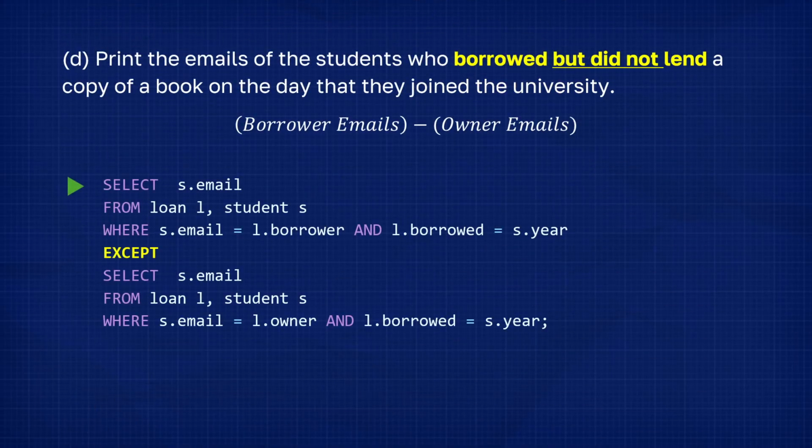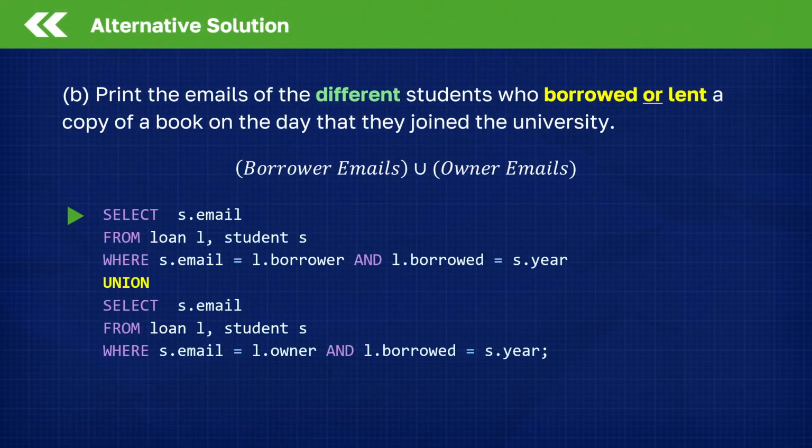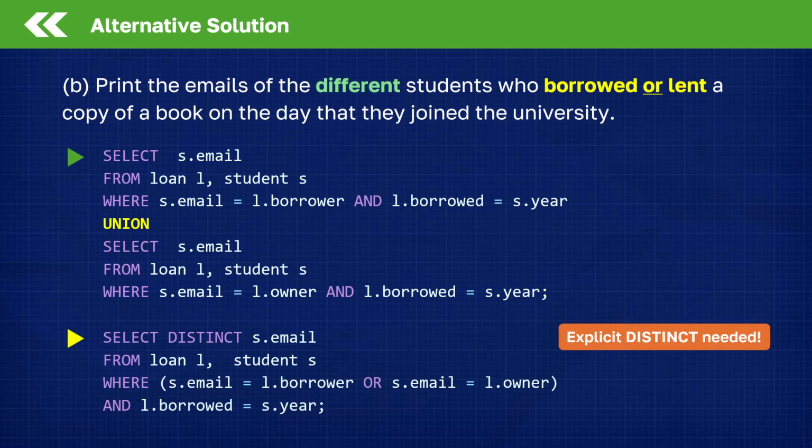But before this, I want you to take a step back. Can we do this without doing set operations? Now I want to print out the emails of different students who borrowed or lent a copy of the book when they joined the university. In this case, actually, it's quite simple. It's quite similar to question 2C, where all you need to do is a cross join between student and the loan. You see whether the email is equal to borrower or the email is equal to the owner. Then the borrowed date is equal to the day that they enter.